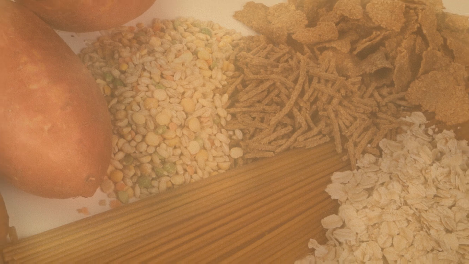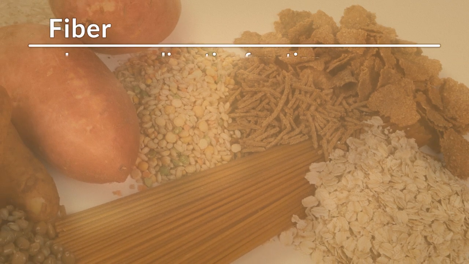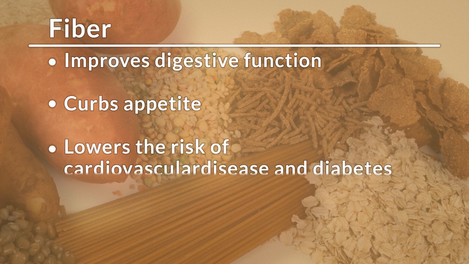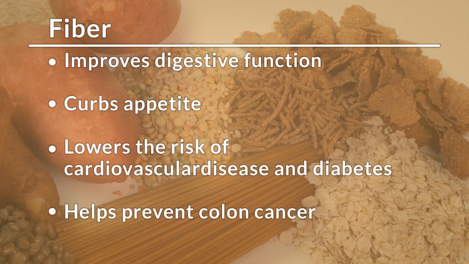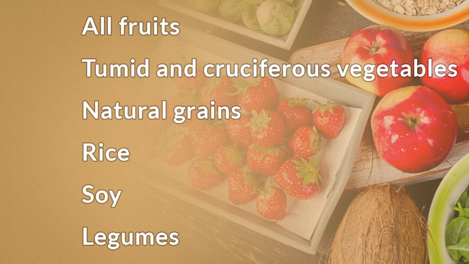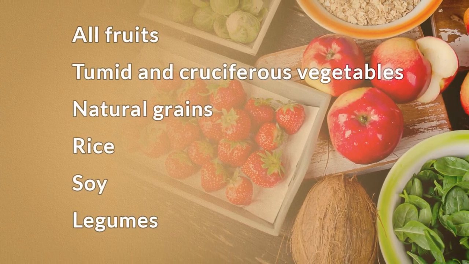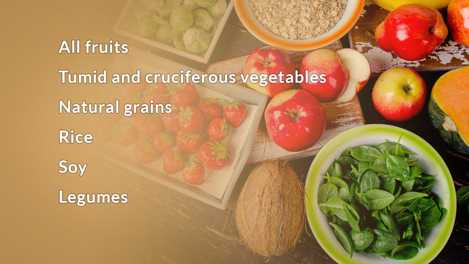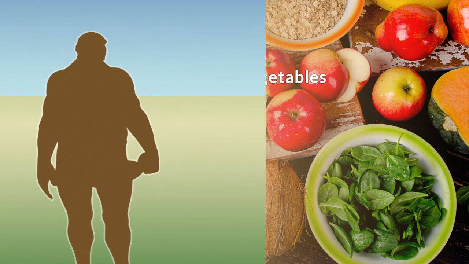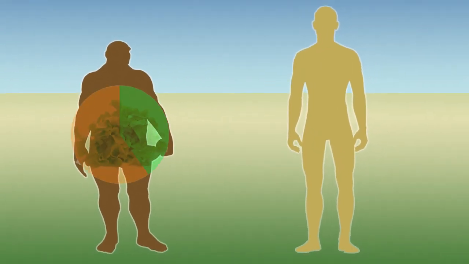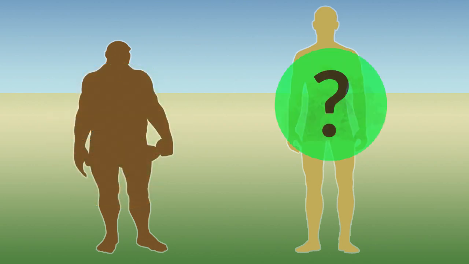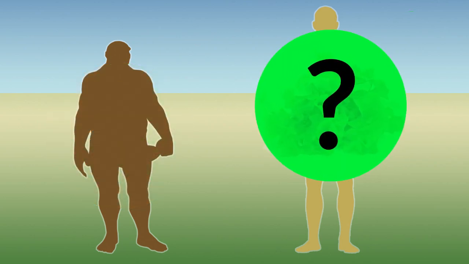Fiber, both soluble and insoluble, is beneficial in improving digestive function, curbing appetite, lowering the risk of cardiovascular disease and diabetes, and preventing colon cancer. Fiber is found in all fruits, tomato and cruciferous vegetables, natural grains, rice, soy, and legumes. Primitive man consumed 60% of his food as fiber. Today, our food is practically devoid of fiber.